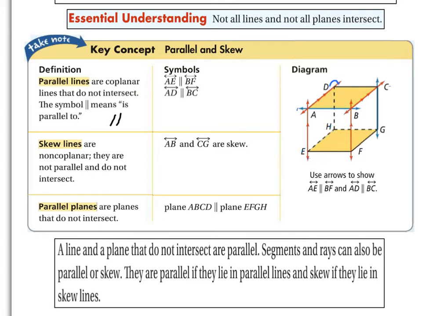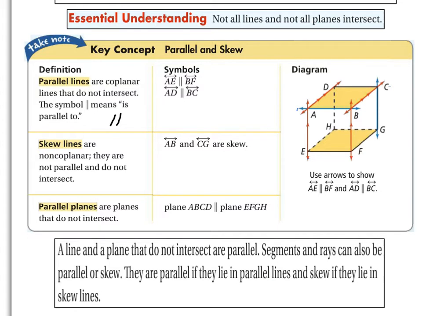Parallel planes are exactly what they say they are. They're planes that do not intersect. Okay. Now you'll notice in the picture you see the different colors, the top and the bottom. It has them color coded. The top and the bottom are parallel. Okay, plane ABCD and plane EFGH. Now you'll notice they name them with 4 letters. You only have to have 3 to actually name it, but it has to have at least 3.